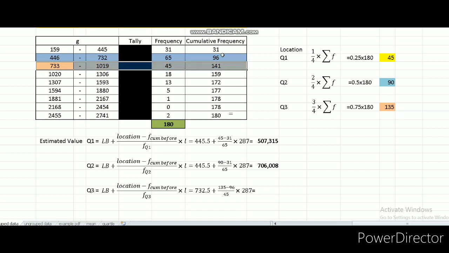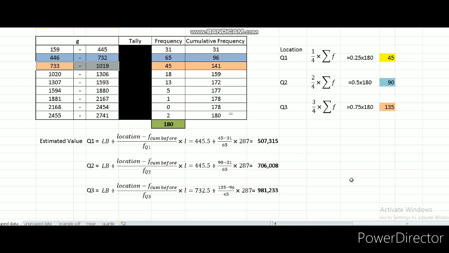It means the cumulative frequency is 96, so put 96 here. Then the frequency of your third quartile group is 45, so put it here. The class interval is, of course, the same, since we are using the same table. In the end, let's calculate by calculator, and you find that the third quartile estimated value is 981.233, which is, yes, inside the group, of course.